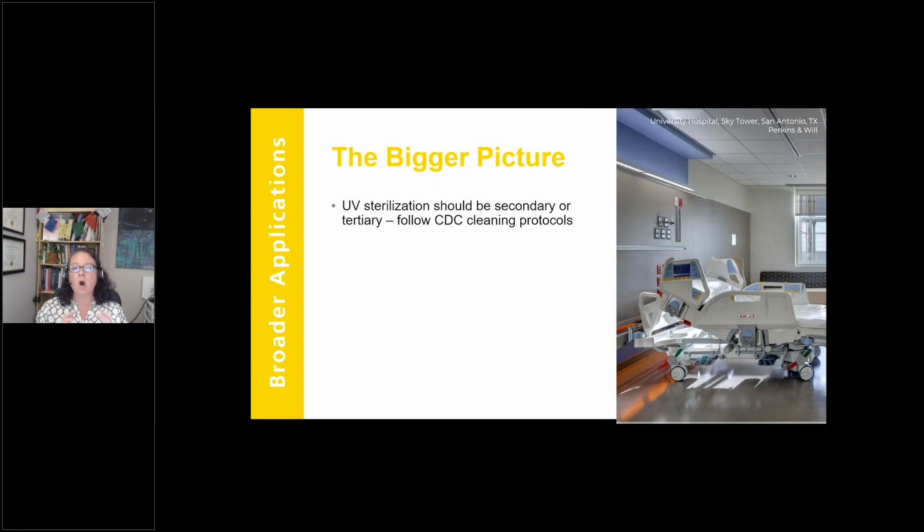UV sterilization should always be secondary or tertiary cleaning protocols. The CDC recommendations should always be followed first. Specific to 405 applications, as lighting designers, we should be considering the impact on the visual environment. The introduction of 405 for full-time disinfection will add a purplish tint to the light, reducing CRI and shifting the CCT. Is that acceptable? Does it feel good? I'm not sure we have an overall answer to that, other than that it depends on the specific application.